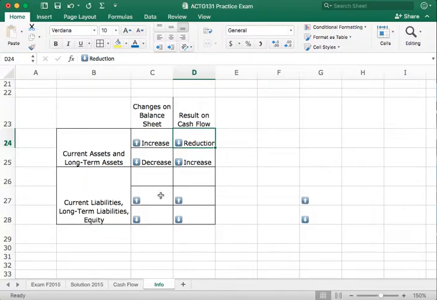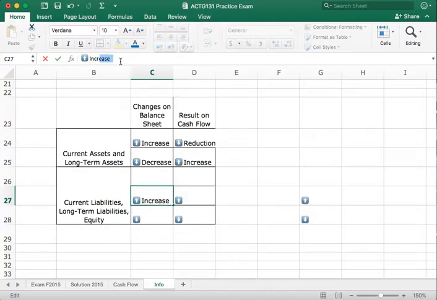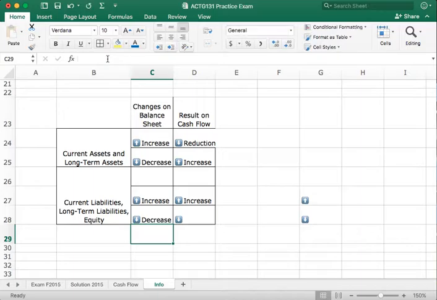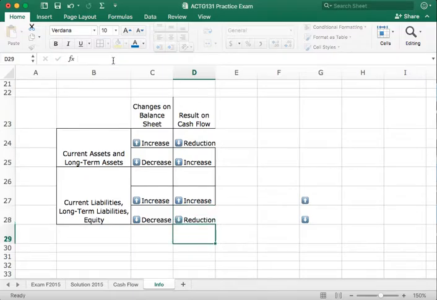Now, your current liabilities, long-term liabilities, and equity move in a different direction than your assets. So if you show an increase on the balance sheet for your liabilities and equity, you're going to show it as an increase on the statement of cash flows. That's going to be the result. And if you have a decrease in the balance on your balance sheet, that's the change between beginning and ending, you're going to show this as a reduction on your statement of cash flows.